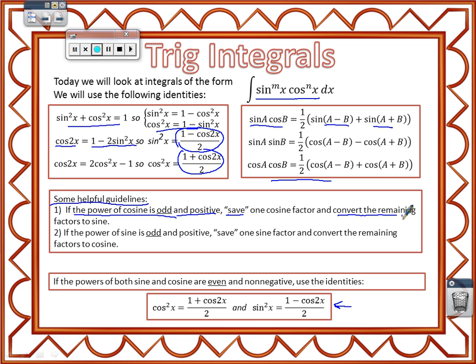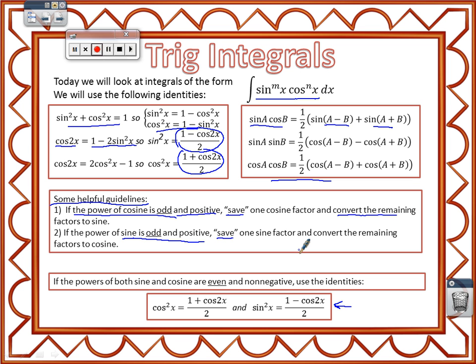The second helpful guideline is if sine is odd and positive. Notice if one of them is odd and positive, we want to save one of those out. Save one sine factor and convert the remaining to cosine. So that's kind of the same concept, just given a different function. Okay, that's what we're going to do if one of them is odd and one of them is even.